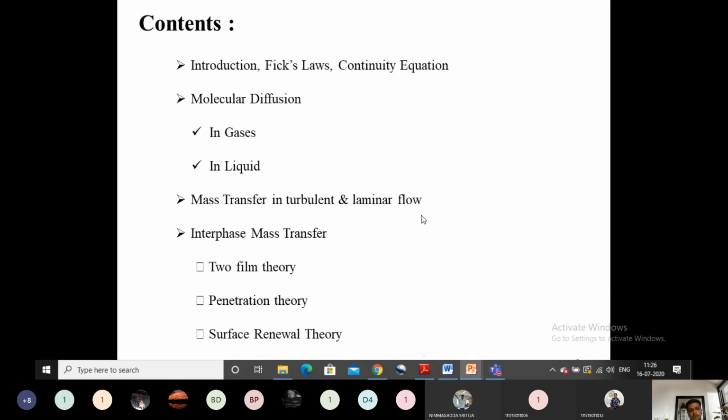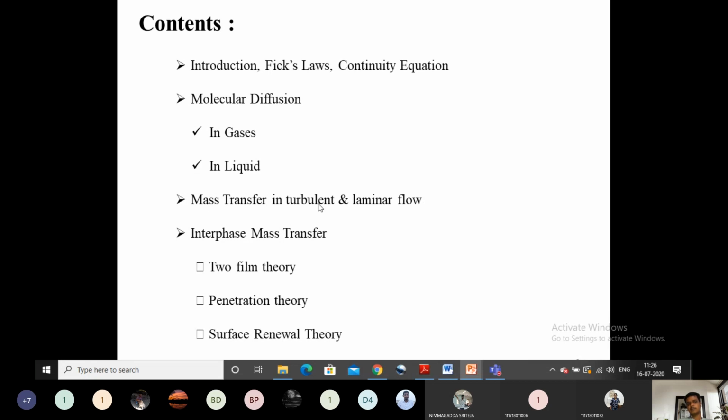Then in diffusion itself, there are two types: molecular diffusion and eddy diffusion. As per your syllabus, we only need to handle molecular diffusion. The first part is molecular diffusion in laminar flow. In laminar flow there are two types of derivation: A through non-diffusing B and equimolar counter diffusion. For these two cases there are further two cases, one in liquid phase and the other in gas phase.